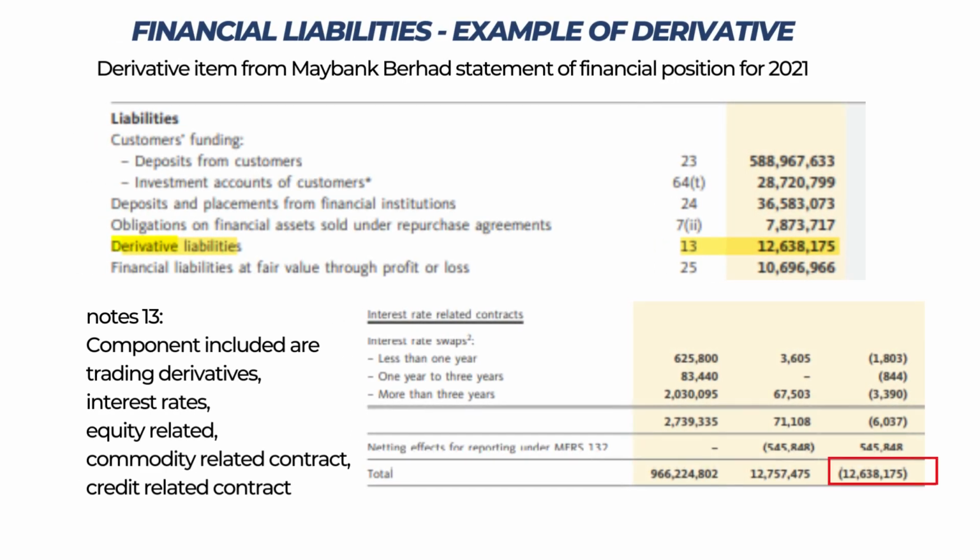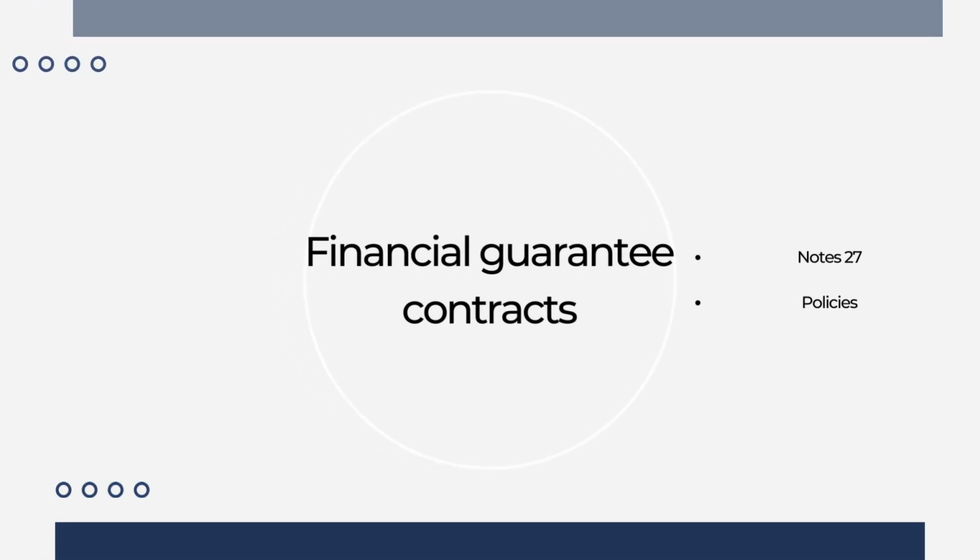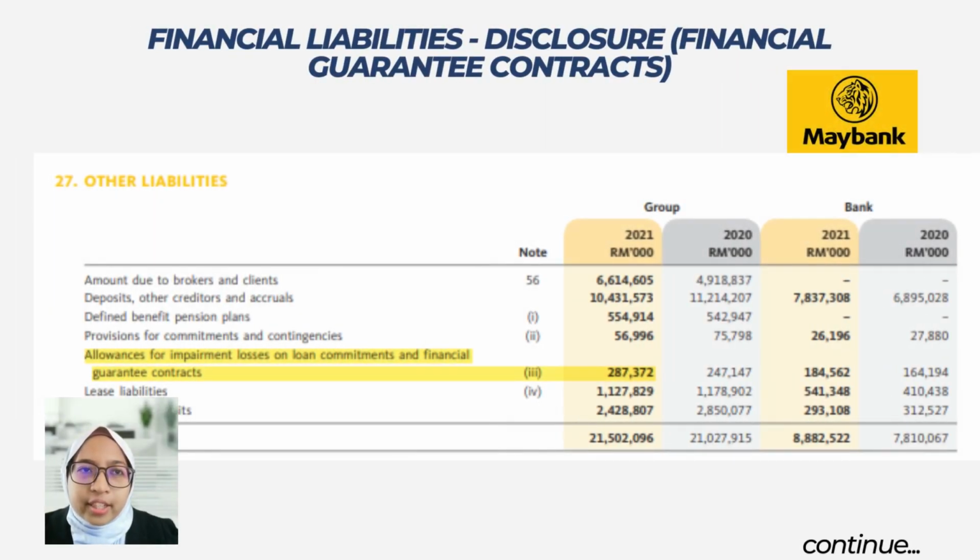Here is another item that is measured at fair value through profit or loss. The examples of derivative components include trading derivatives, interest rate, equity related, commodity related contracts, credit related contracts, and interest rate swap related contracts. Then we go to the financial guarantee contract. At the financial position, it is labeled as other liability. So by referring to note 27 on other liability, we can find the item as allowance for impairment losses on loan commitment and financial guarantee contract.